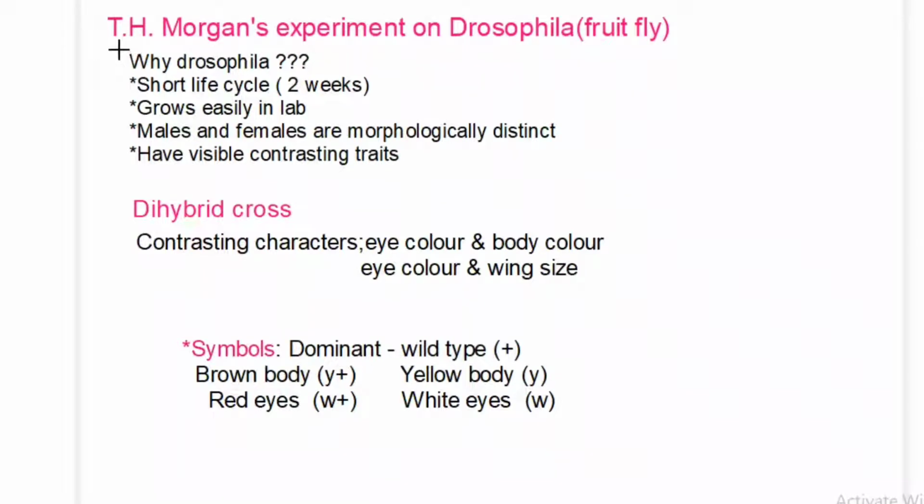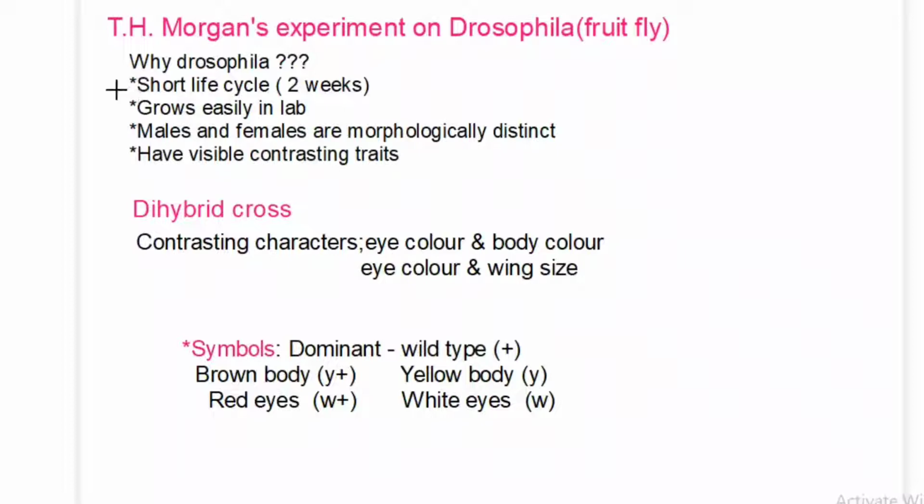Now coming to T.H. Morgan's experiment on Drosophila. Drosophila is the fruit fly, those small flies you see around the ripe fruit. Those are the Drosophila flies. So, why did T.H. Morgan decide that Drosophila would be the experiment animal or the experiment insect?